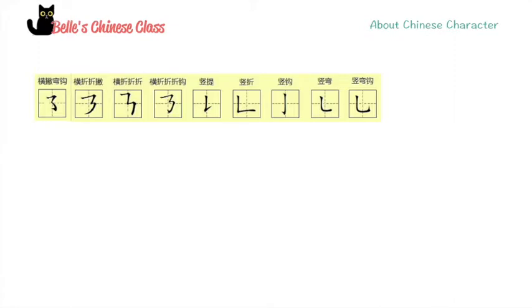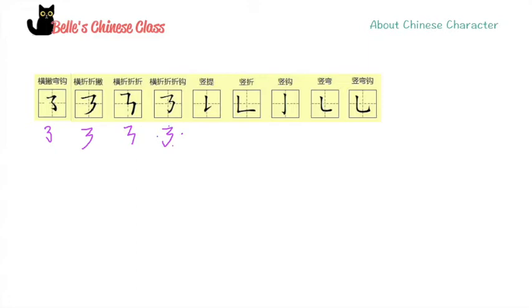Let's look at the next group. This stroke looks like the letter 3, 横撇弯钩. And we transform it a little bit. We have 横折折撇. And make it straighter. We have 横折折折. And transform it a little bit. We have 横折折折钩. You can see the order when we write a stroke. It's from top to bottom, from left to right.